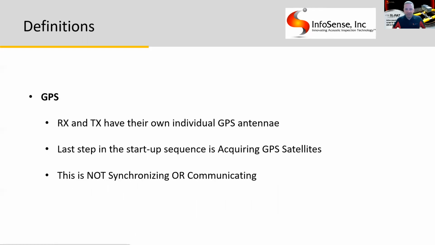Global positioning. Both the RX and TX have their own individual GPS antenna that receives location data and time from satellites. When you turn on the RX and TX, they both separately go through a startup sequence. The last step in this sequence is acquiring GPS. If the device cannot find satellites, it will stay in this GPS acquisition phase. This is not synchronizing, nor is it communicating.